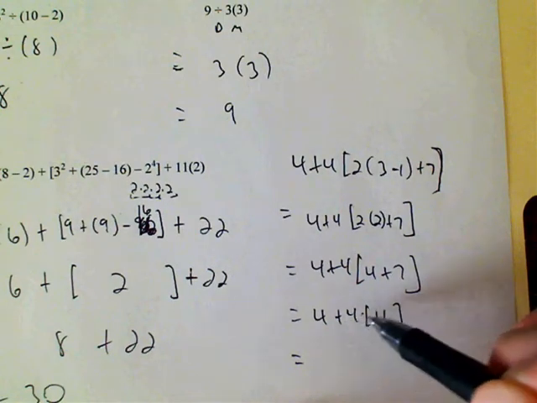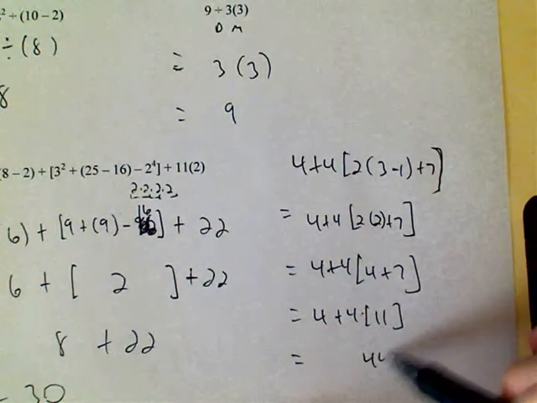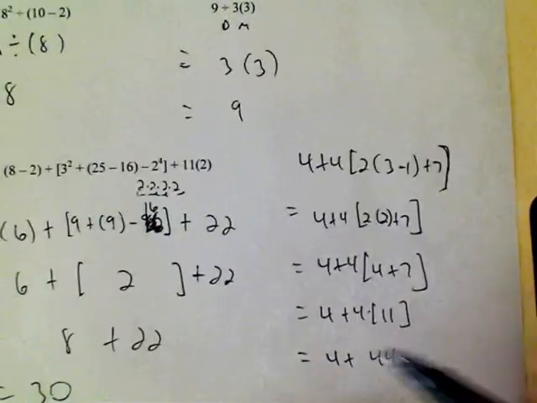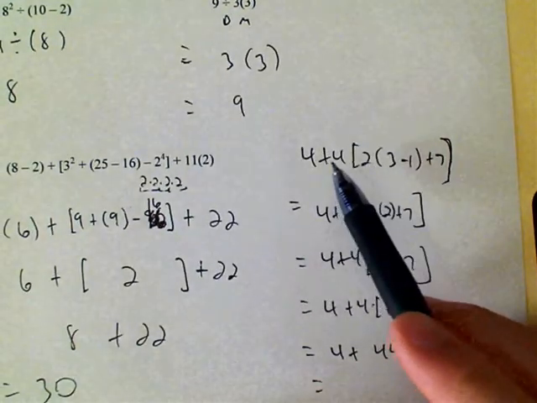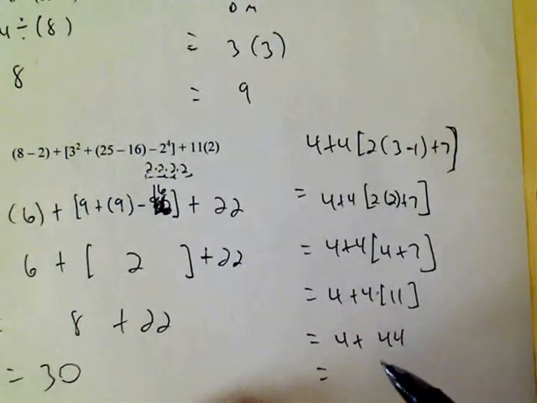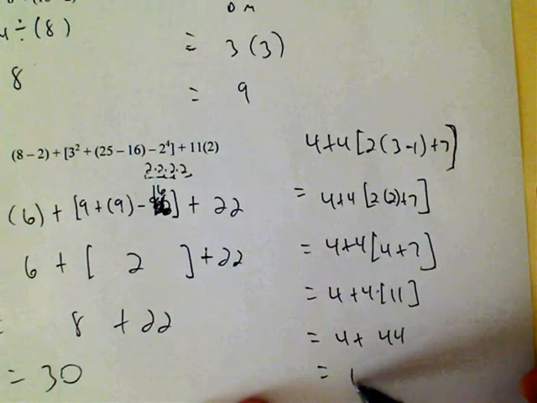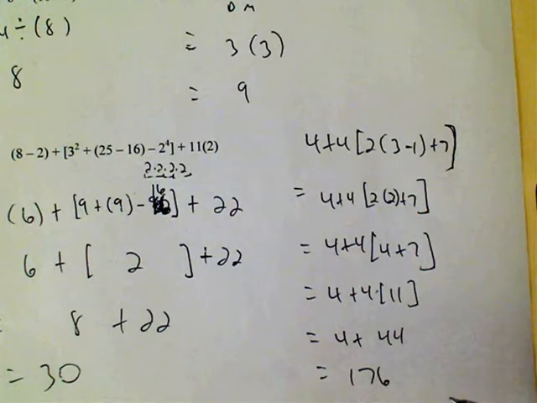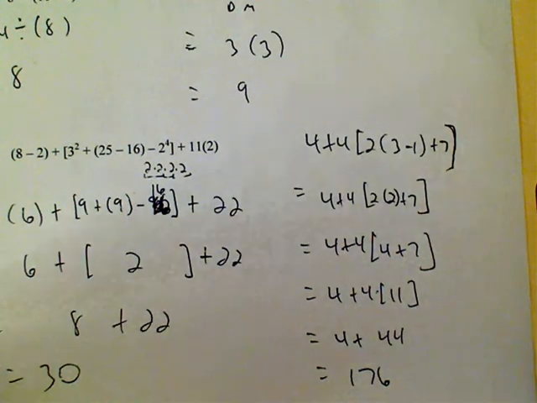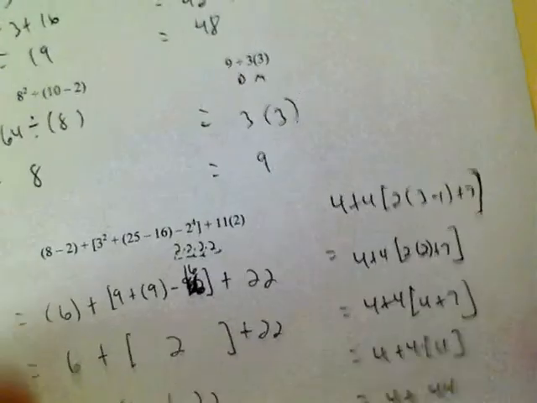Multiplication before you add. 4 times 11 is 44. And drop the 4 in front. The first thing that you saw is the last thing that you work with. So now we're going to multiply 4 times 44, and we get 176. So be aware of that one. I see a lot of mistakes with a problem like that.